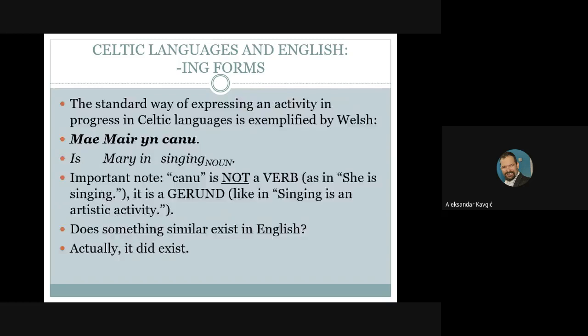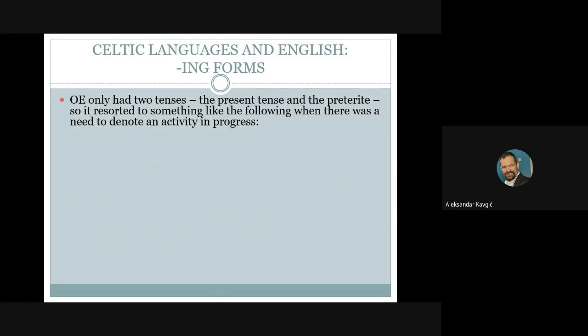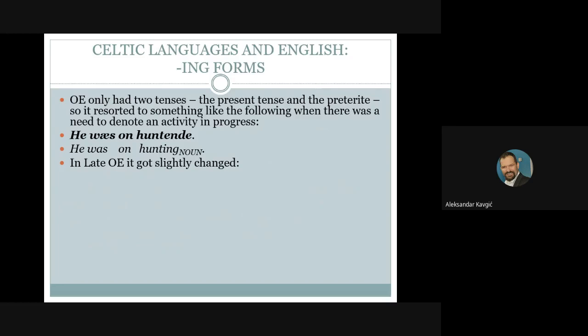It did exist. It existed in Old English, which had only two tenses, present and preterite. So it had to be creative to express activity in progress. So in Old English, you would say "he was on huntende," which meant "he was on hunting." And this was a noun. Huntende was a noun. In late Old English, it changed to "were you today on huntunge?" But it was still considered a noun.